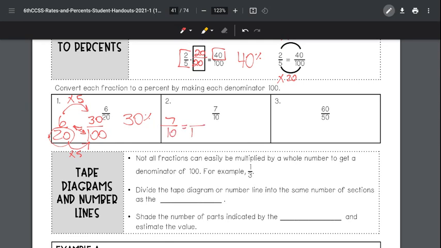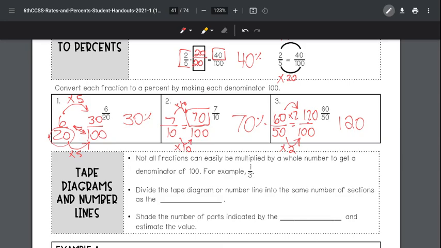7/10 equals what over 100? How do I go from 10 to 100? Multiply by 10. 7 times 10 equals 70. Using that top number, our numerator, it gives us our percentage. 70%. 60 over 50. How do I get to 100? We're going to multiply by 2. Times 2. 120. And so what percent are we talking about? 120%.